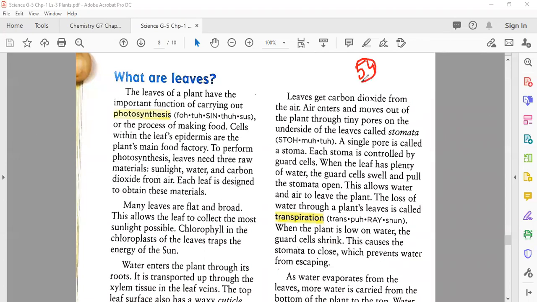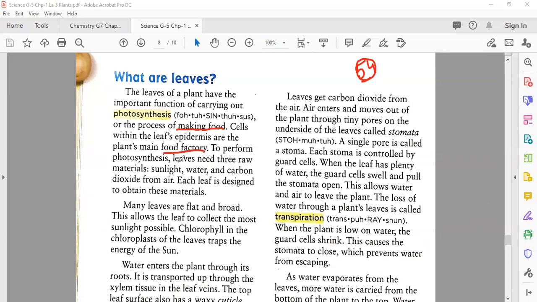If you remember, we started to learn about what leaves are. The leaves of a plant have the important function of carrying out photosynthesis, or the process of making food, that we already learned and discussed in detail. Within the leaf epidermis is the plant's main food factory. So they give the food to everywhere in the plant.